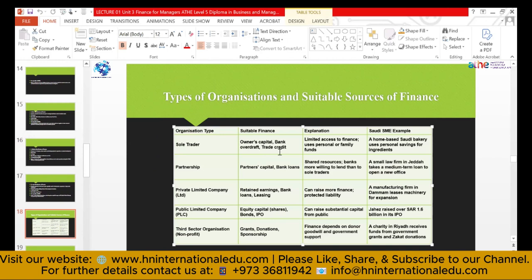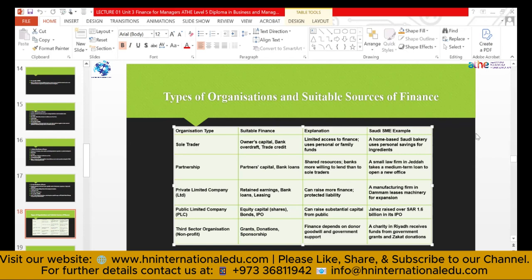Owner's capital: the owner, the entrepreneur, the worker, everyone is one entity. Bank overdraft, trade credit. Through these things, they get the finance. Then limited access to finance uses personal or family funds. For example, a home-based Saudi bakery uses personal savings for the ingredients.